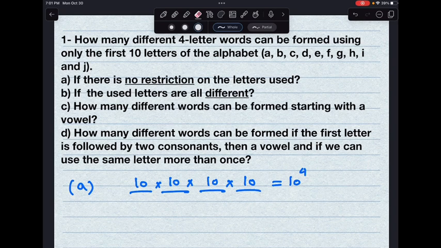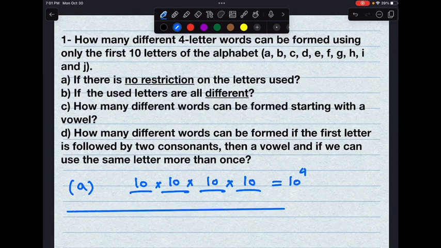So let's talk about part B. Part B says if the used letters are all different. Okay, so now there is a restriction on the problem. If you use a letter for the first letter, it can't be used again in another place. Each letter can be used only once in the word. In the word all the letters are different. So how can we do this one?